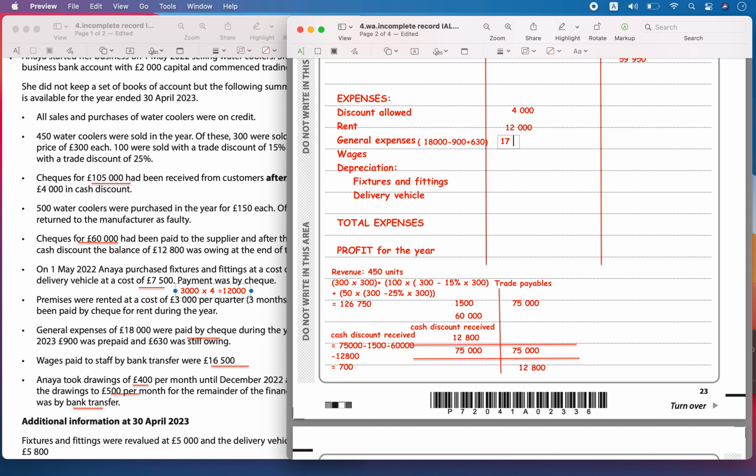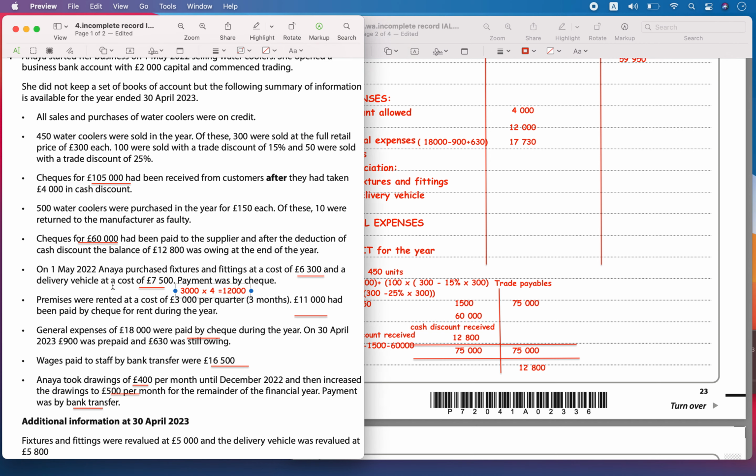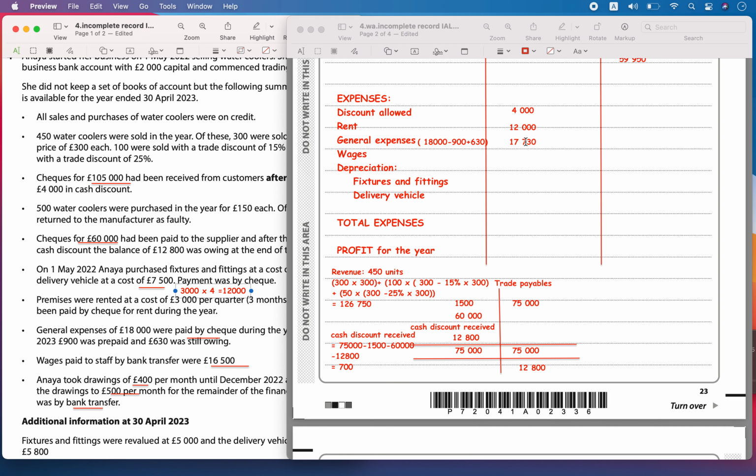So it is equal to 17,730. Then we have the wages. If you see, the wages paid to the staff by bank transfer was 16,500. So let's write the wages as 16,500. So it will be equal to 16,500.